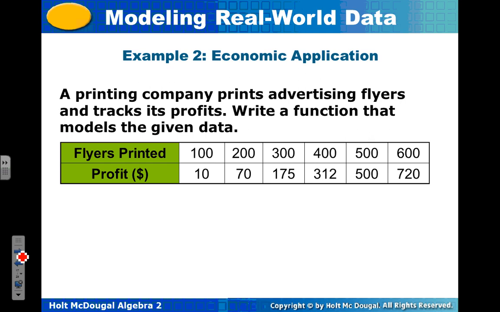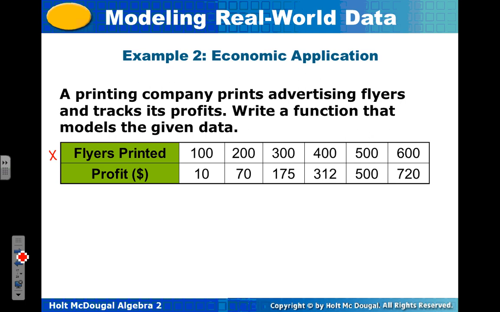Flyers printed versus profit. Well, if you look at the number of flyers printed, which are the x values, you see that they go up by the same number each time: 100, 200, 300, 400, 500, 600. So that data is evenly spaced. What I want to do is go to the next set. That's where I would subtract from. Now, before I do that, I want to look at a scatter plot.